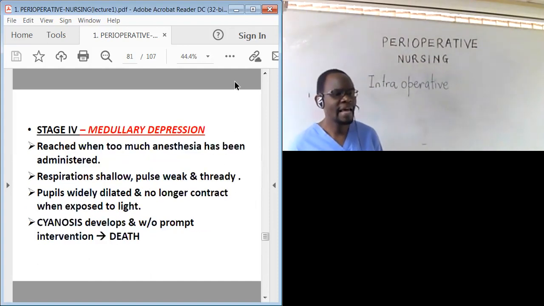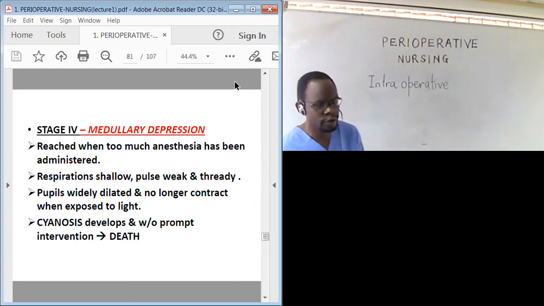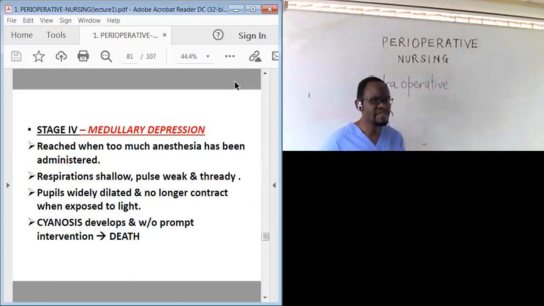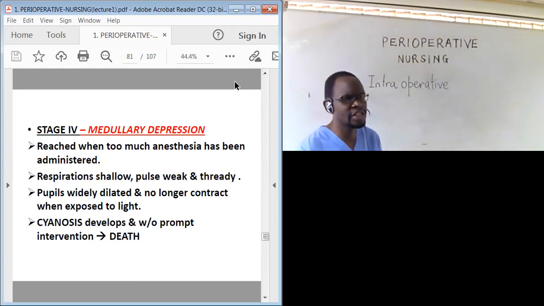Then we have stage 4, which is medullary depression. This is usually reached when too much anesthesia is being administered. The respirations are shallow, the pulse is weak, the pupils are widely dilated, and they may no longer constrict when exposed to light. Cyanosis may develop, with or without prompt intervention, and this can usually lead to death.